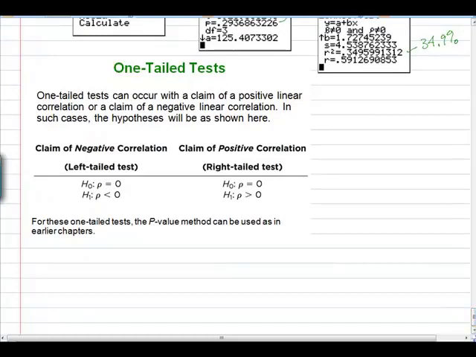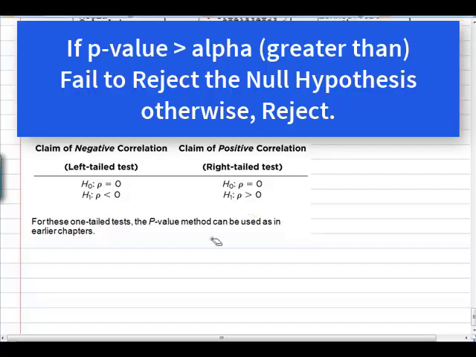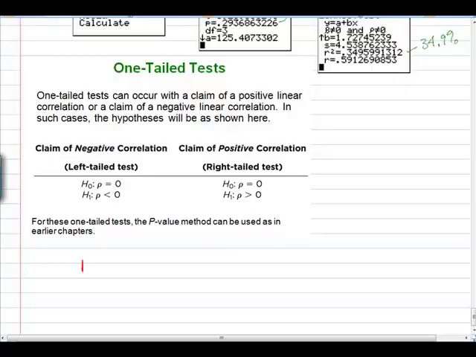So one-tailed tests can occur. This would be a negative linear correlation. This would be a positive linear correlation, and I've already discussed that. For these one-tailed tests, the p-value method can be used like it was before. We're going to be comparing p-values to alphas. Remember, we reject the null hypothesis if the p-value is less than alpha. Otherwise, we fail to reject.